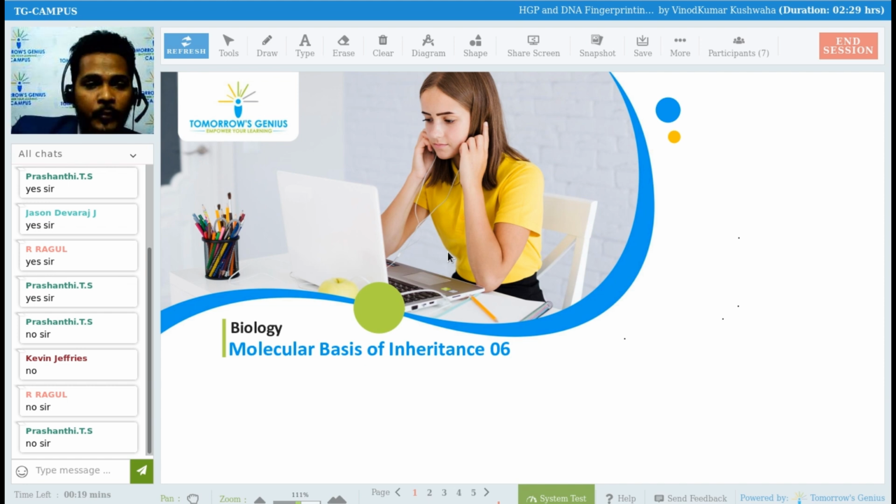Now I request all of you to please move to your dashboard, where there is a class assessment named Human Genome Project and DNA Fingerprinting. You can all attend those questions. Please move to the dashboard and you will find a class assessment already assigned to you, as well as homework. If it is visible, then start attending.